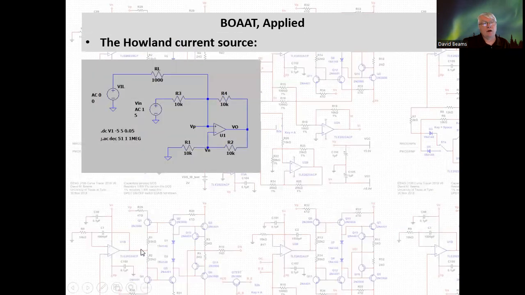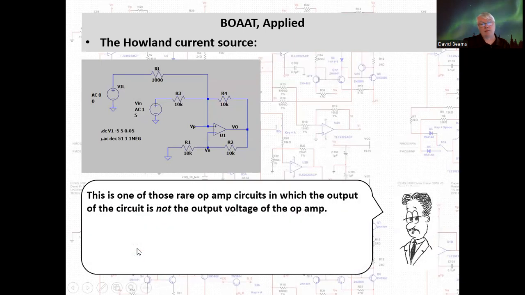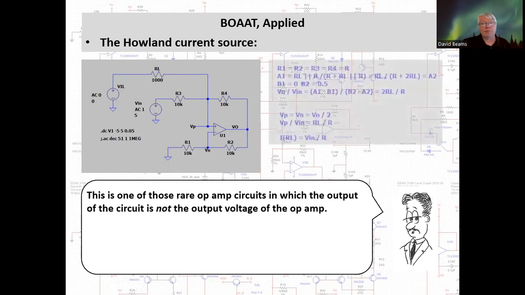Okay, let's try another one. This is the so-called Howland Current Source, and this is one of those rare op-amp circuits in which the output of the circuit is not the output voltage of the op-amp. It is instead the current that flows through the load resistor. It is a voltage-controlled current source. Let's apply the BOAAT technique to it.